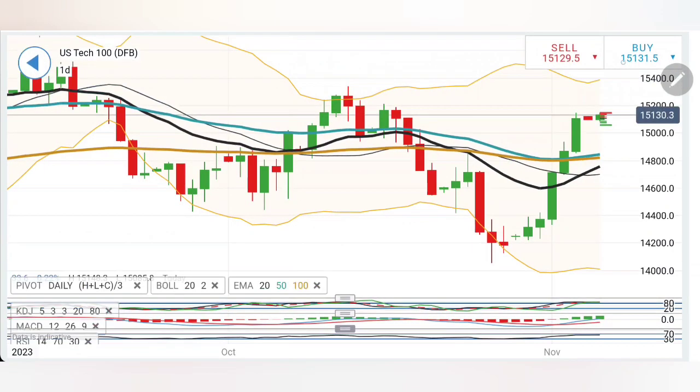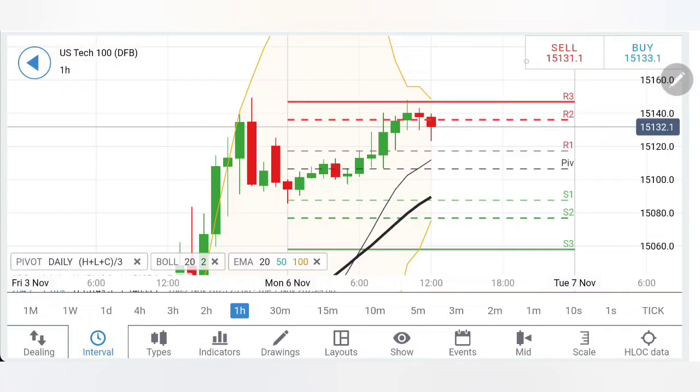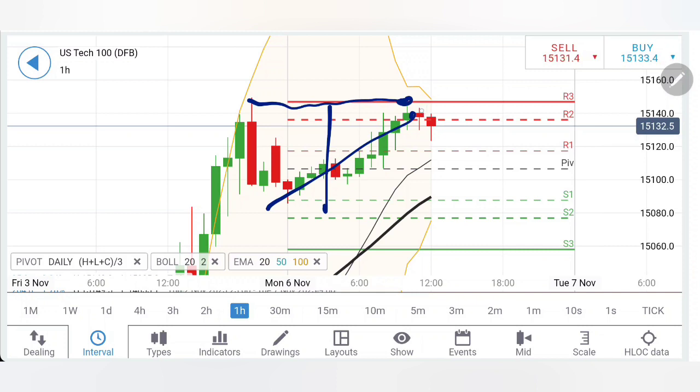Let's start. First, we look into Tech 100 followed by US30. Now see Tech 100 on the early charts. What it has done is achieve double top levels here, yielding higher lows, and after achieving the double top, it is trying to retrace. It is willing to trade with a slight bearish bias.